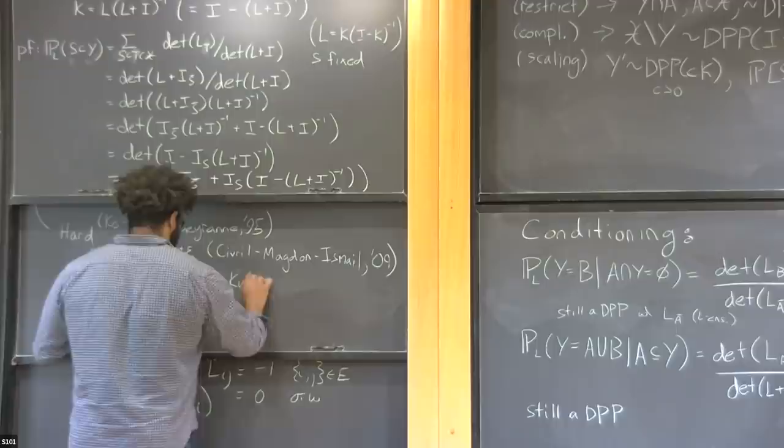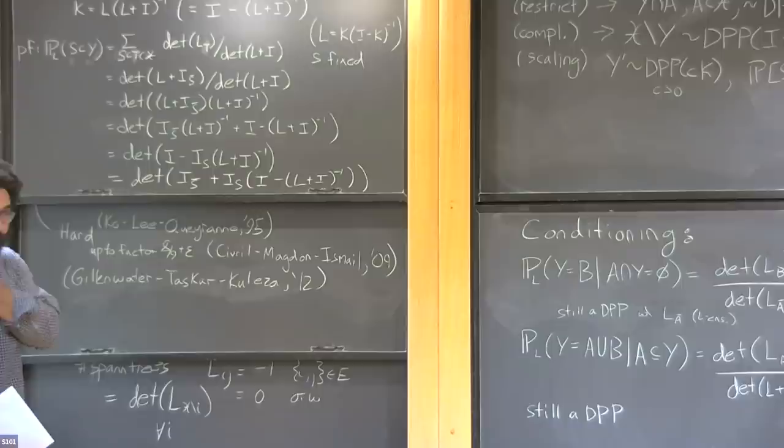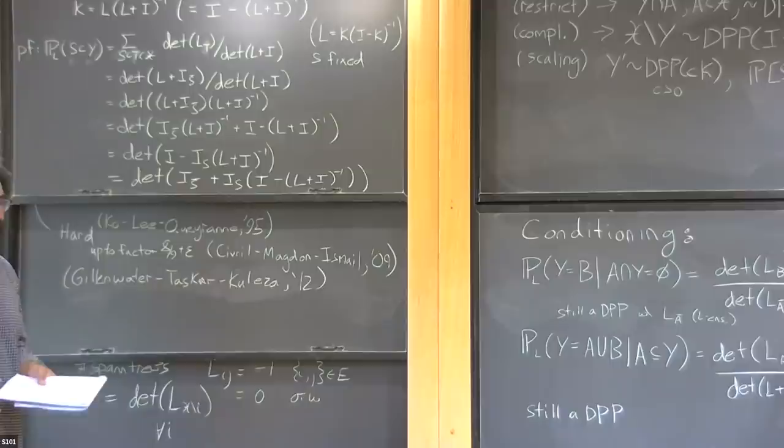Laser, 12. This is not an approximation algorithm in a general sense, in that it only works for certain L's. So this works for L, I believe their condition was the smallest principal minor has to be at least 1, which, okay, when you're working with L, the scaling actually really affects your DPP. So this is a decently strong condition that they require. And in that regime, I think they get a 1 over log n approximation.